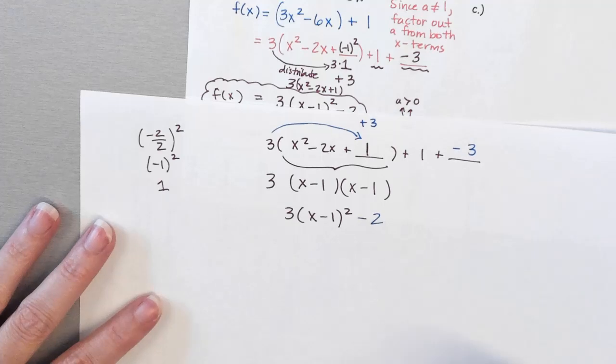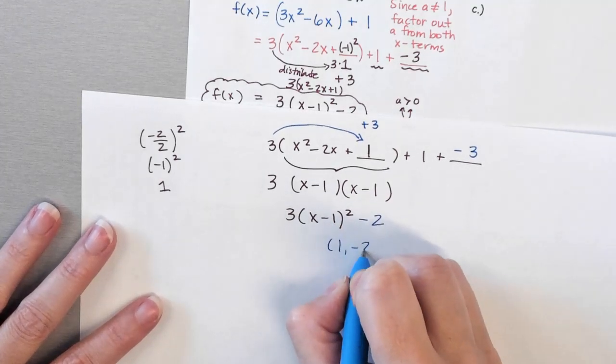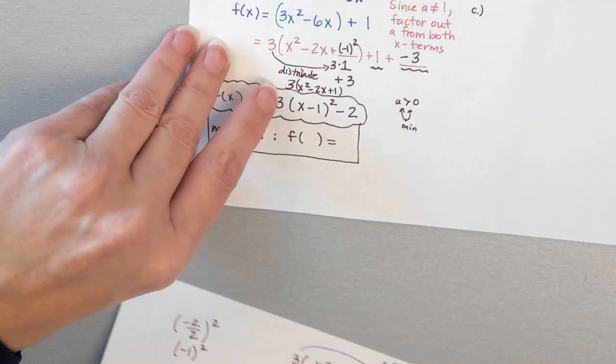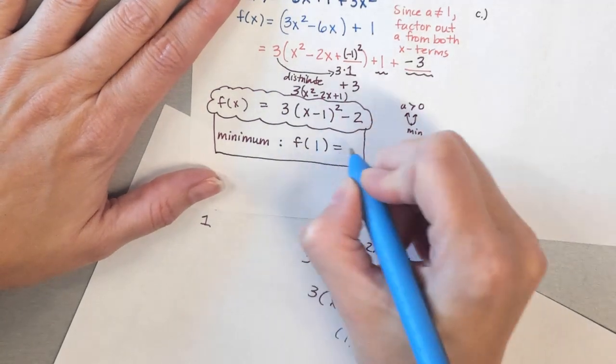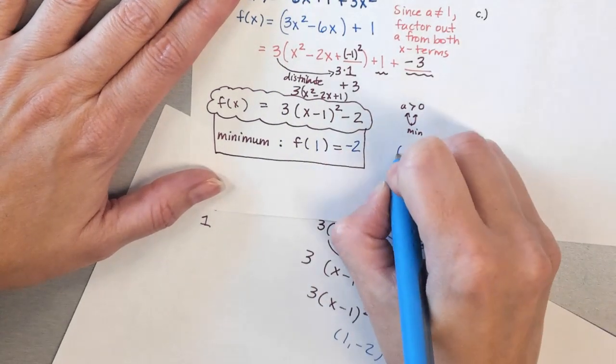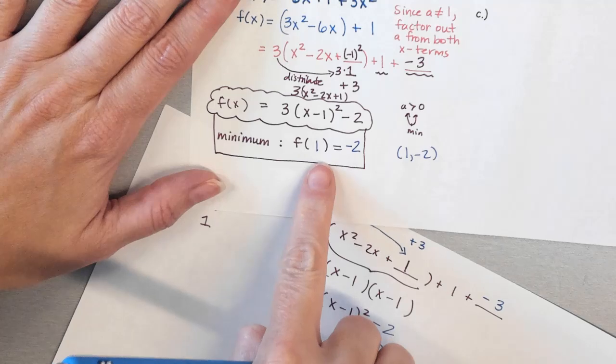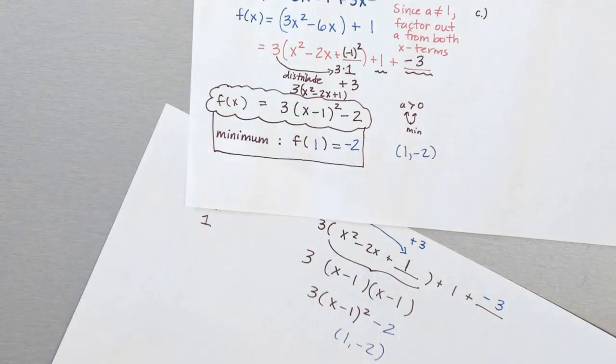Okay, and then your vertex is 1, -2. So when you're plugging that in, you're going to have f of 1 equals -2. Okay, that's your function notation.